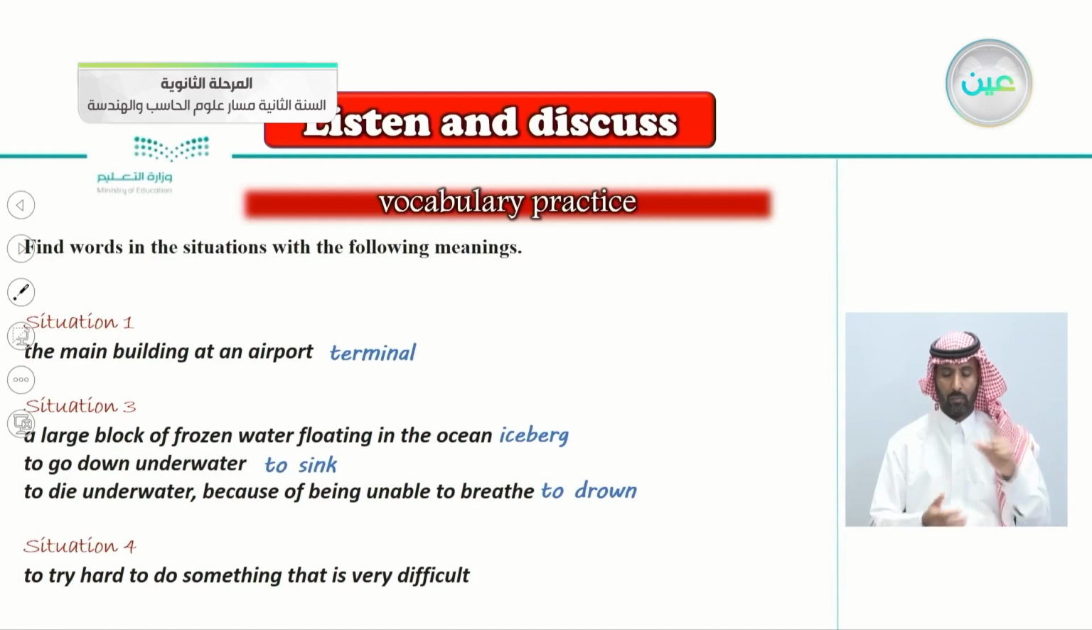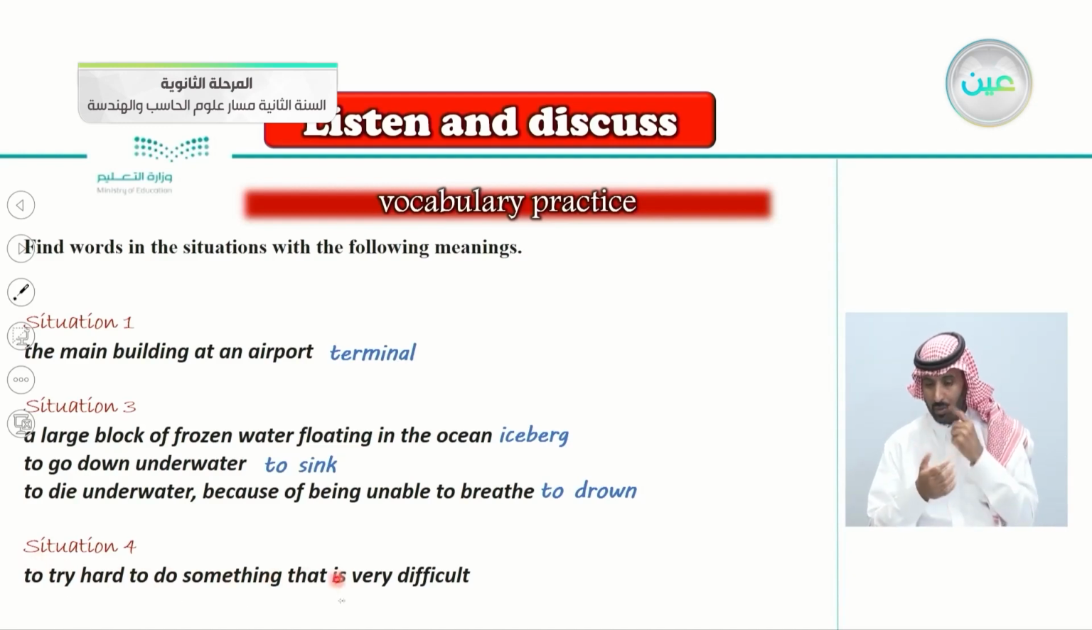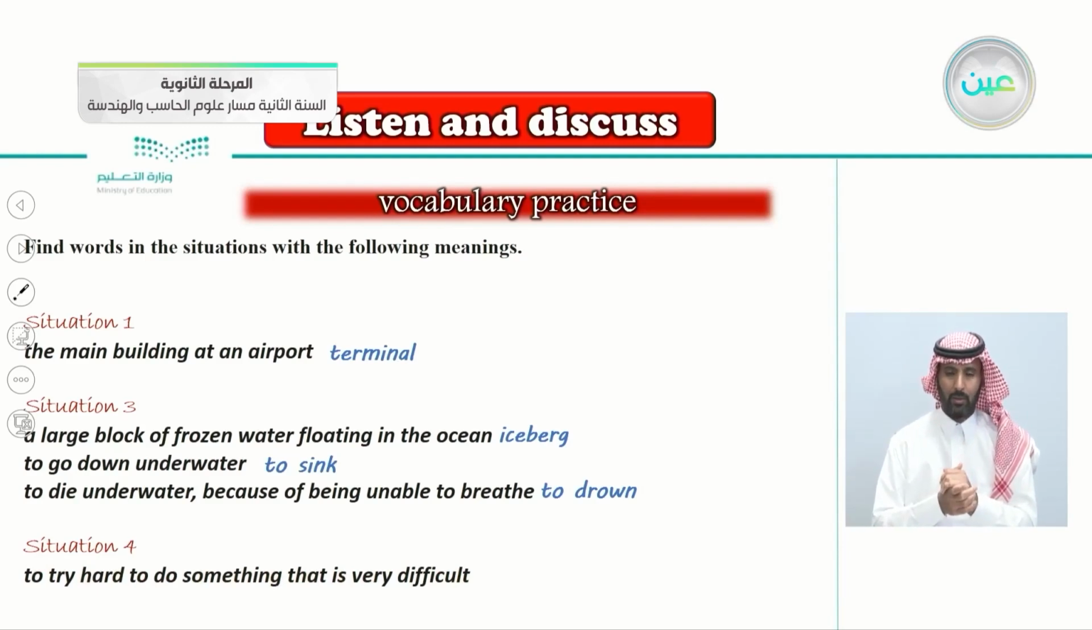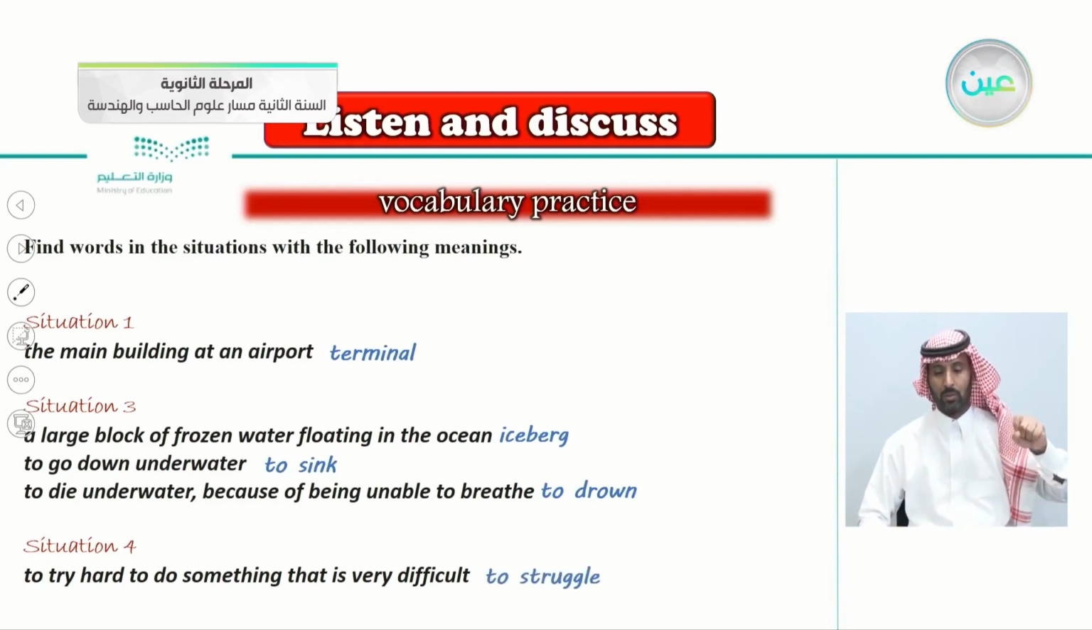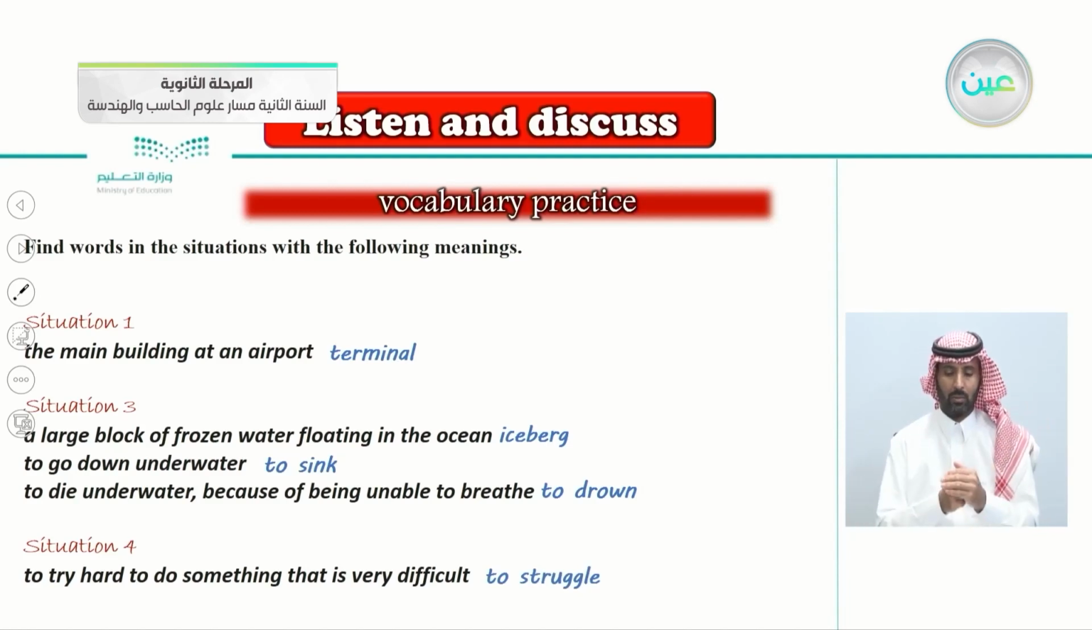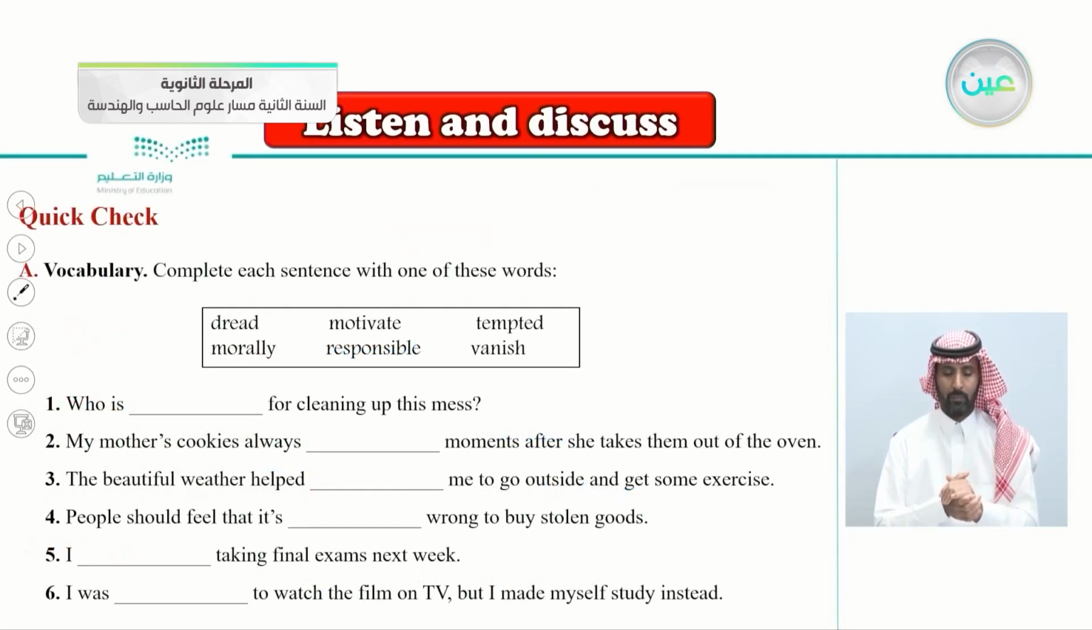In situation 4, to try hard to do something that is very difficult. When something is very difficult and you're trying hard to do it, we call it struggle. When you say I'm struggling, it means you are trying to do something that is very difficult.